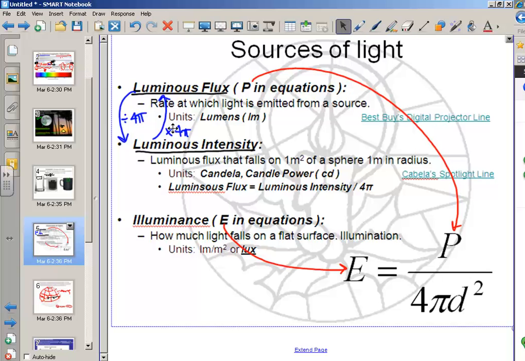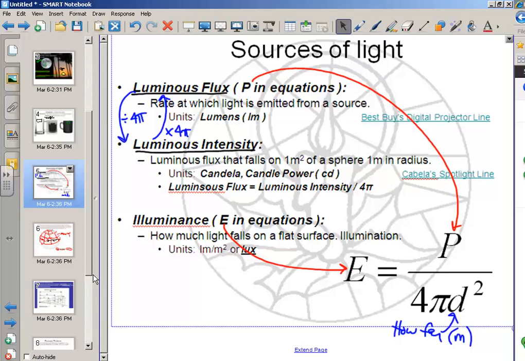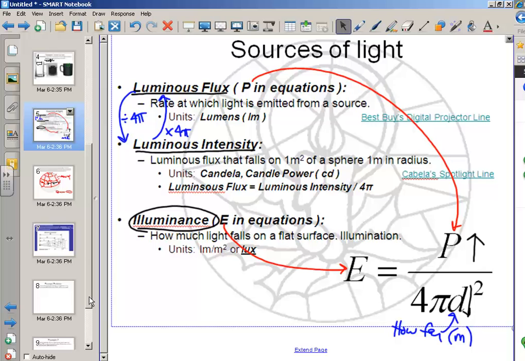And they're all related by this equation right here. E, which is illuminance, that's how much light falls on a flat surface, equals P divided by 4 pi d squared. And d is how far it is from the surface, in meters. Now there are 2 ways to increase how much light falls on a flat surface, or illuminance. You can A, get a brighter bulb, or B, decrease the distance. And that seems pretty straightforward. Brighter bulb, make it closer. Anybody could tell me that.